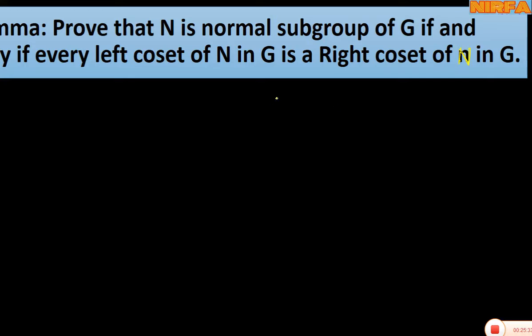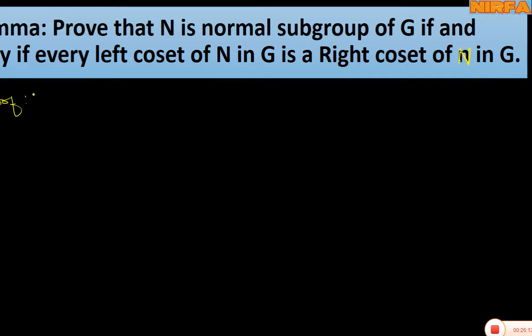So in this lemma, again the statement involves if and only if. That means, first of all, we have to suppose that N is a normal subgroup of G, and then using the definition of normal subgroup, we have to show that the left coset of N in G is equal to the right coset of N in G. And conversely, suppose that left coset and right coset are equal, and using this fact, we have to show that N is a normal subgroup of G. So let us start the proof of this lemma.